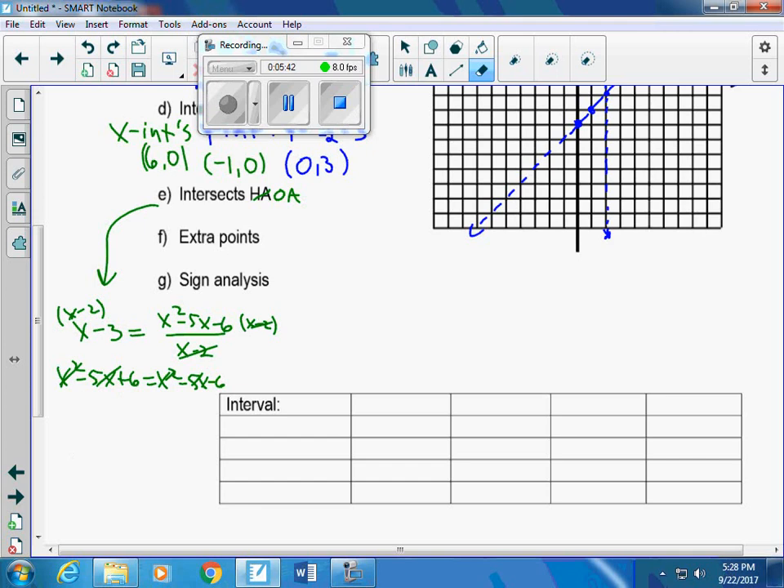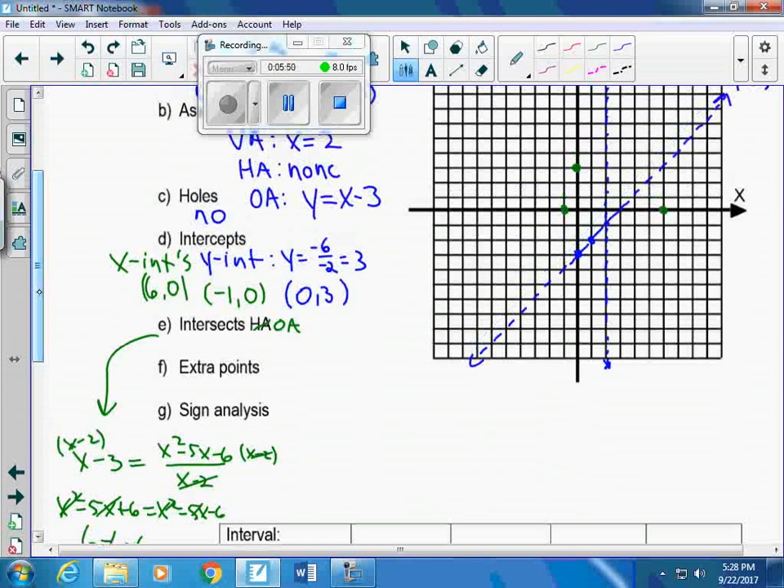My writing is going downhill. So I'm going to get 6 equals negative 6, question mark, which is no. So that means we got lucky, and it does not intersect our oblique asymptote. So that's going to make graphing it easier.